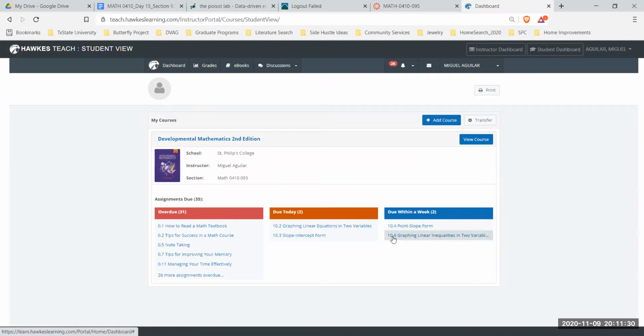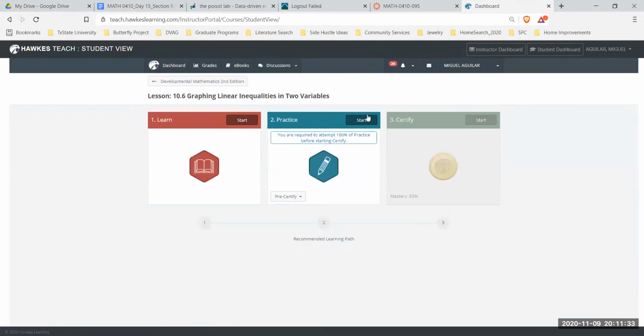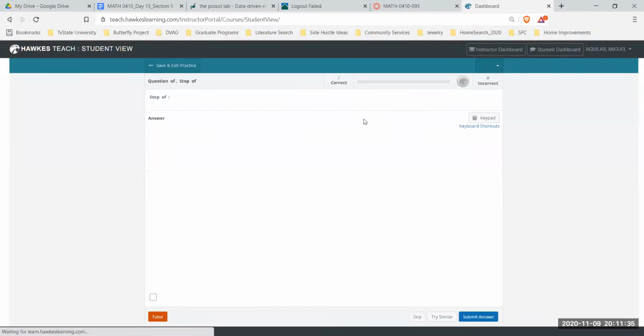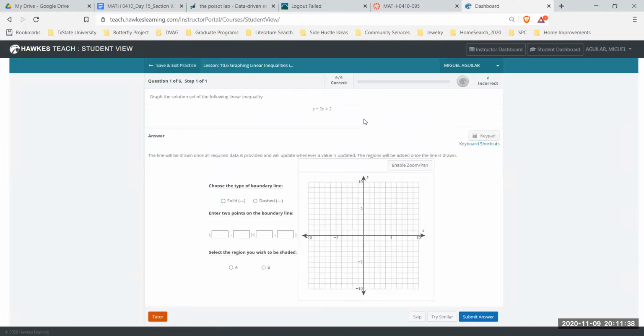Here we go, section 10.6, graphing linear inequalities. And this is exactly what I was trying to tell you guys before. They're going to give you this inequality up here. They'll say graph the solution set of the linear inequality. So we have to get this linear inequality into slope-intercept form, decide whether it's a solid line or a dashed line, give 2 points, and then pick the region to be shaded. Hawks is going to draw the line for you.